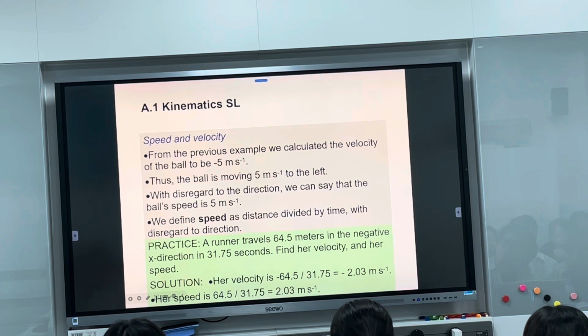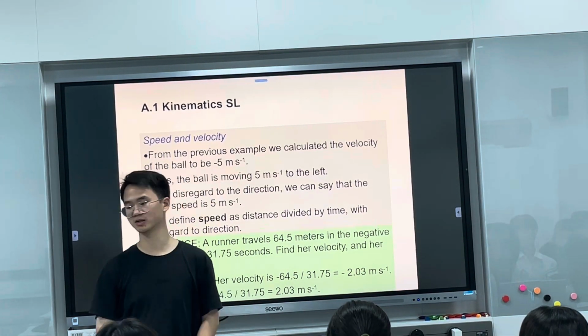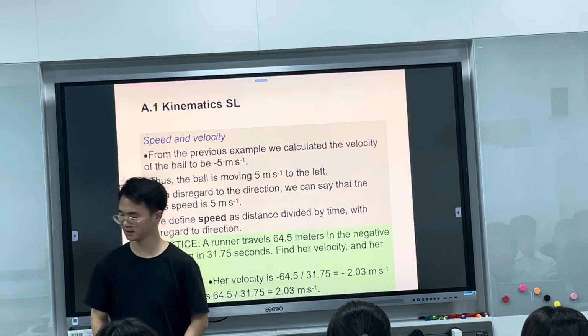How do we calculate average speed? Total distance divided by total time. How do we calculate average velocity? Total displacement over total time. Okay, very good.